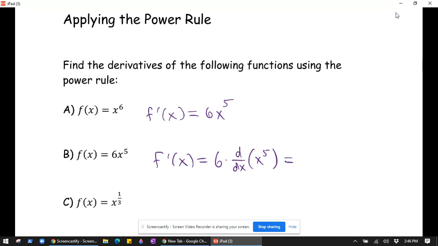This is just 6, so I kind of thought of the 6 as being a constant that can factor out. The process is 6 times the derivative of x to the 5th, which is 5x to the 4th. So it's just 30x to the 4th.